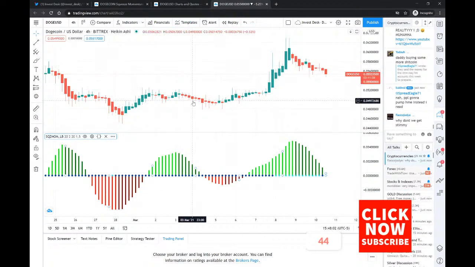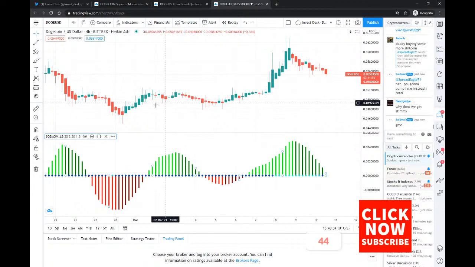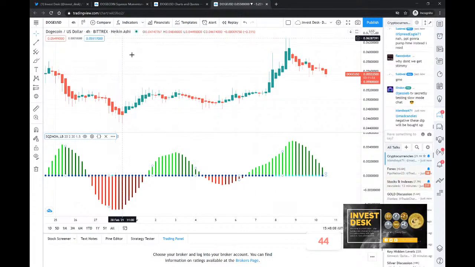Of course the principle is that periods of low volatility precede periods of high volatility. That's how it works.